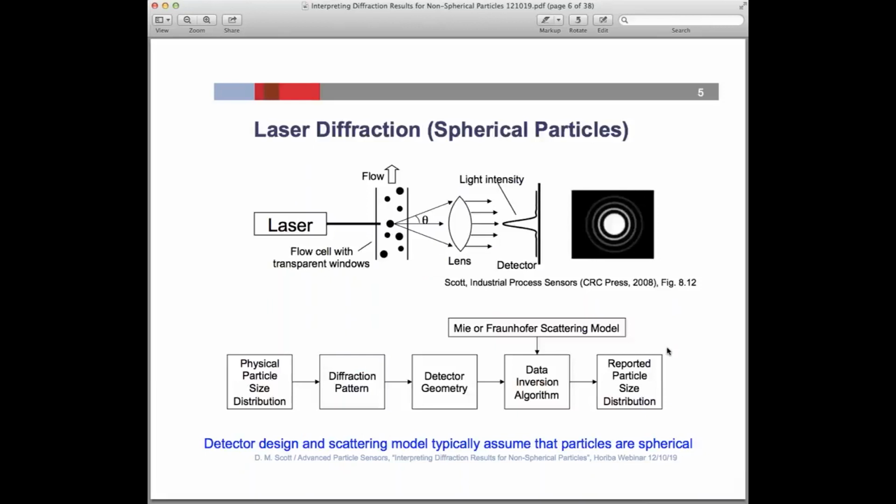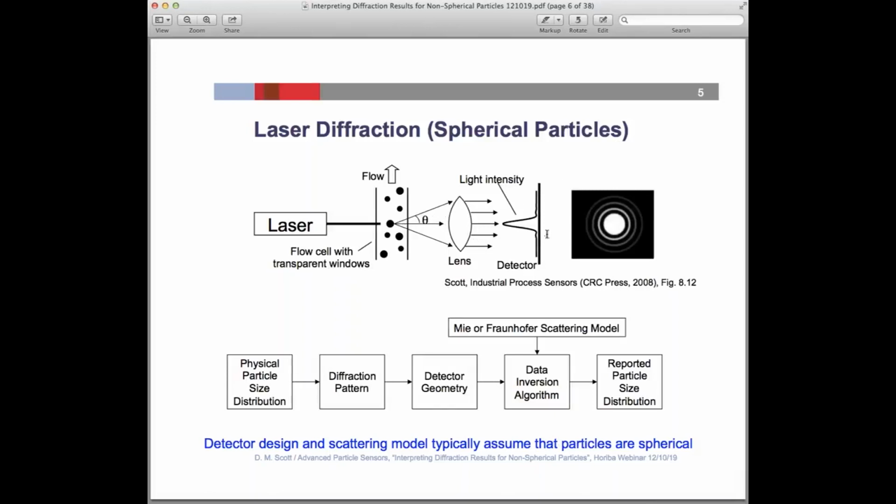So, as you're probably aware, when we have a laser diffraction instrument, we have particles typically flowing. Now, it could be a spray, could be powder falling in front of the instrument. But in any case, you have to have a laser passing through the particles. The laser, when it diffracts off these particles, you get a pattern. So you can see there's an angle theta here. This is meant to represent the polar angle. The light is scattered through various angles, collected by a lens, and then captured on a detector.